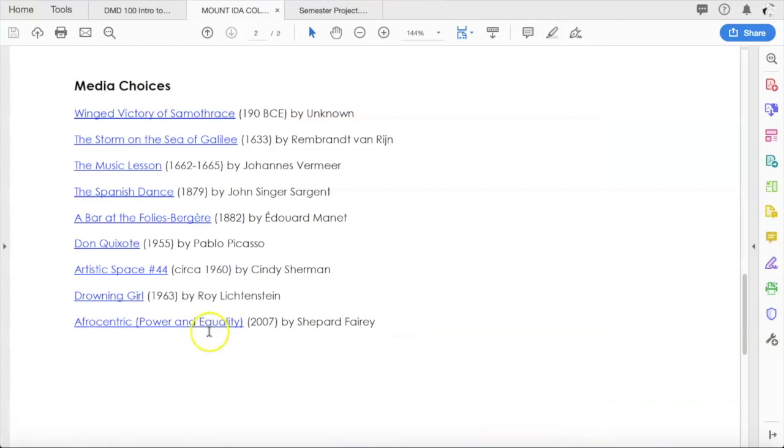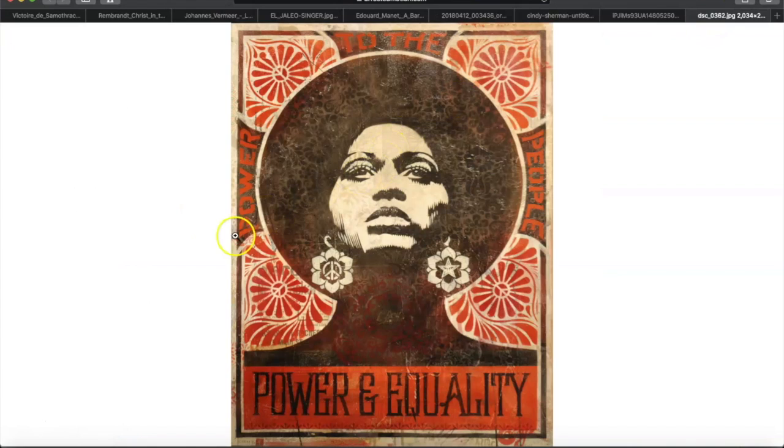Okay, and then last but not least, we have Afrocentric Power and Equality from 2007 by an artist named Shepard Fairey. You may have heard his name. He's fairly infamous. Shepard Fairey does silk screening and graphics over pre-existing items. Like he would take pieces of wallpaper and then silk screen images over it, and a lot of his imagery is appropriated, meaning that it's not original. He would take it from other places and duplicate it.